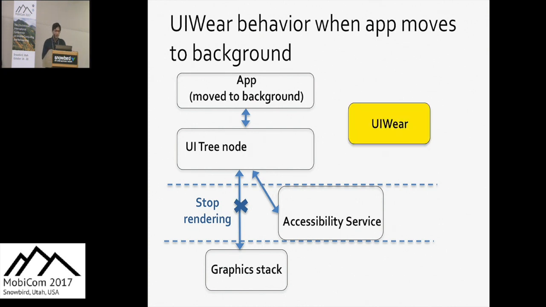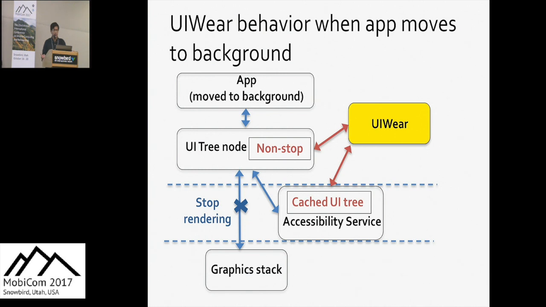But what do we do here? We set this UI tree as non-stop status, which will still keep updating the UI status with the accessibility service, which catches this UI tree and synchronizes it with the UIWear. Please notice here, it still stops rendering on the graphics tabs for saving power.